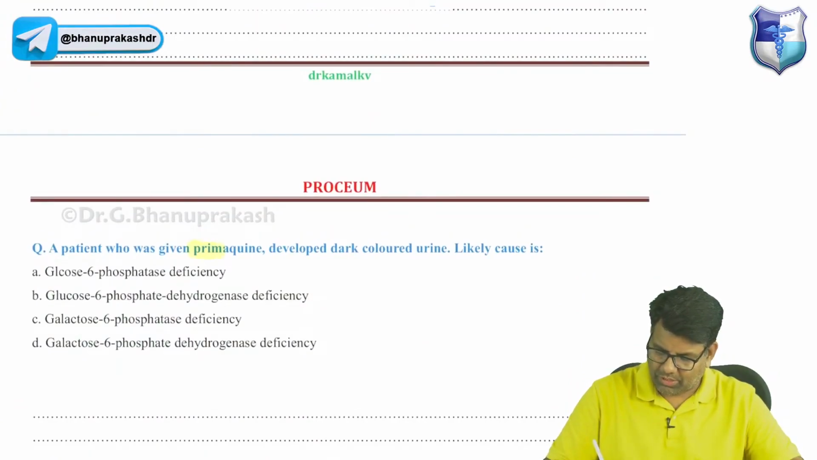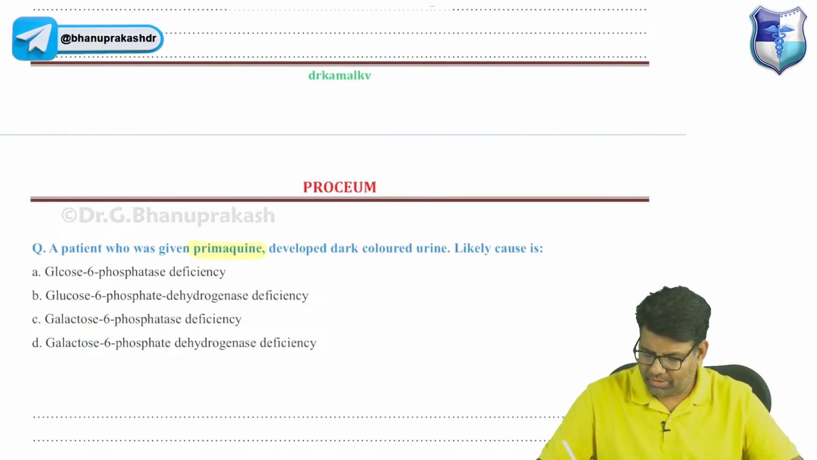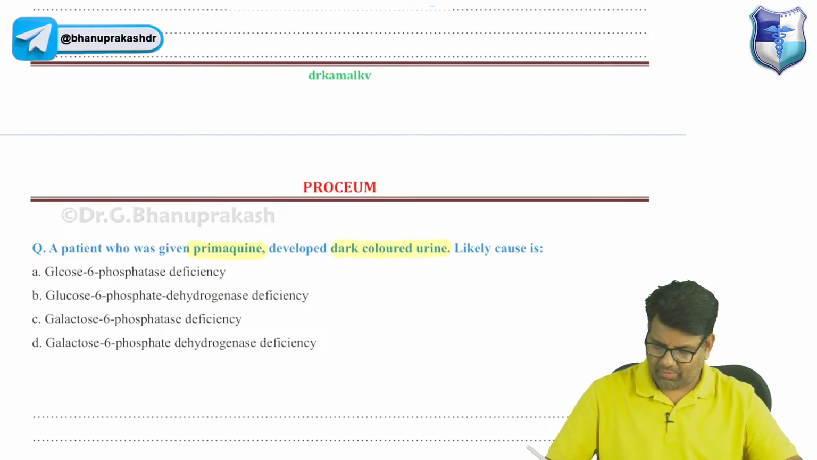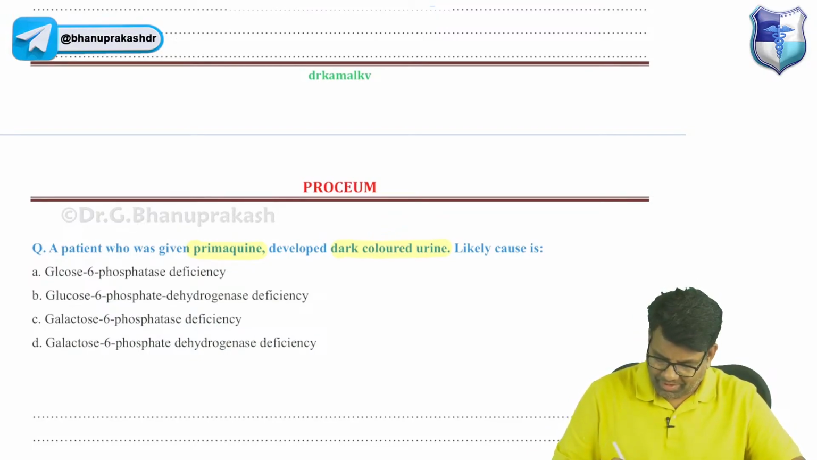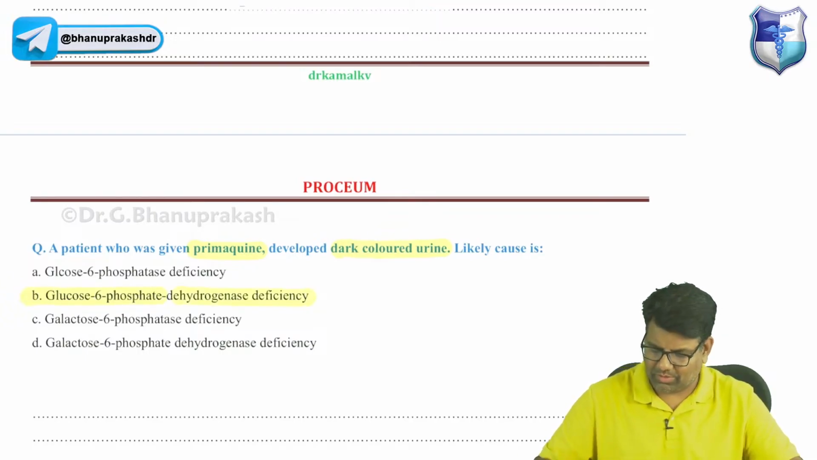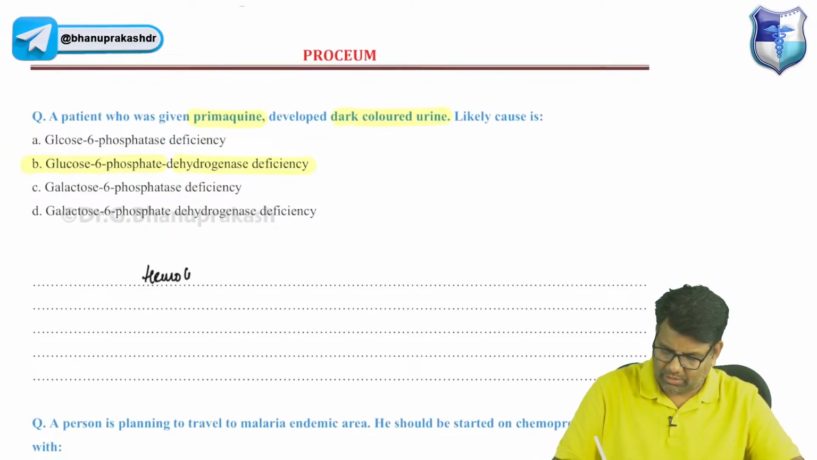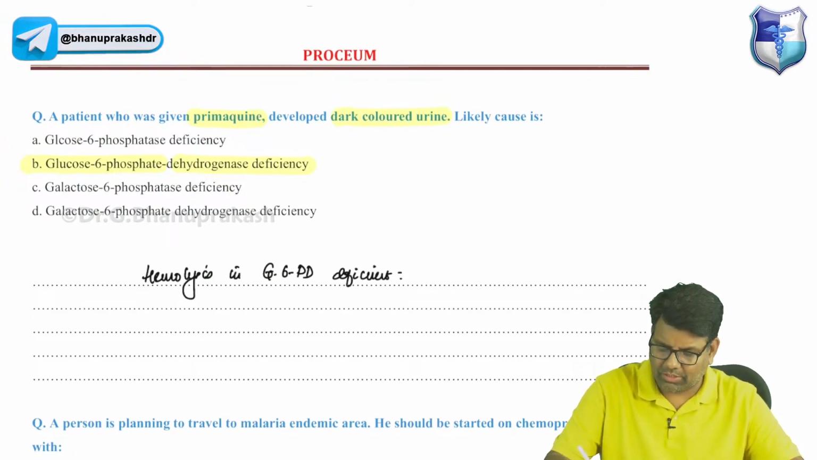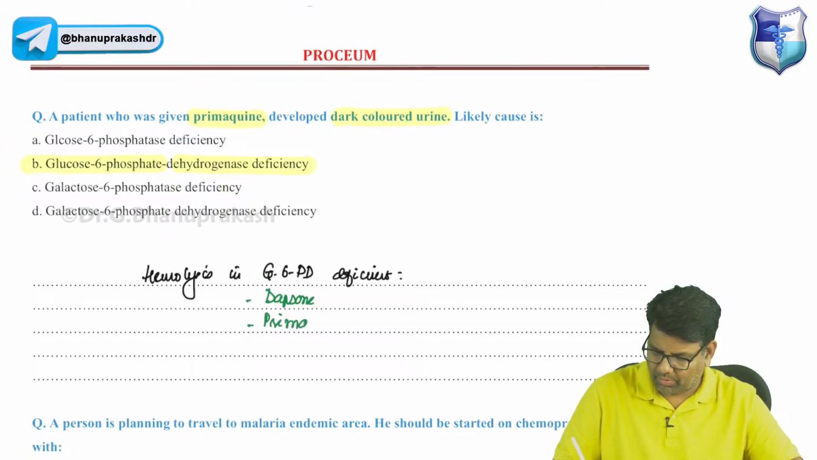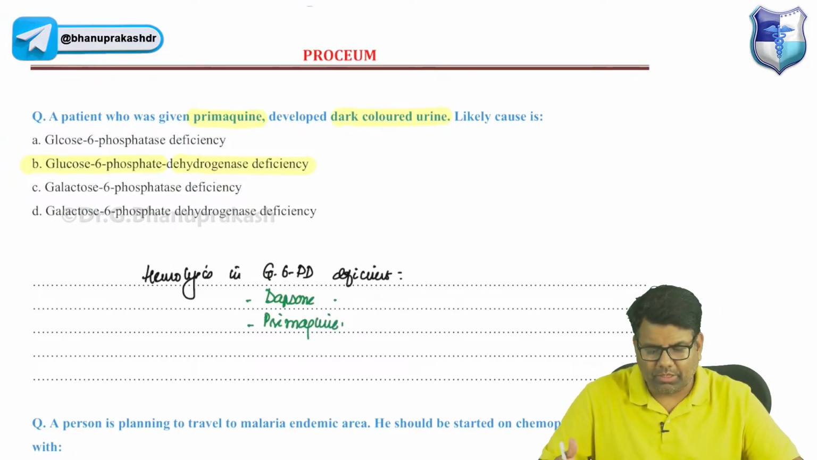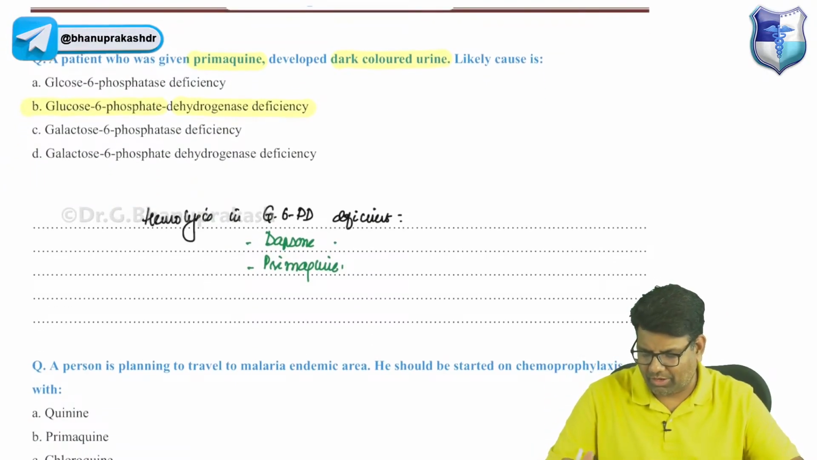Next question. A patient was given primaquine, but he developed dark colored urine. What could be the reason behind this? Yes, this is glucose 6-phosphate dehydrogenase deficiency, and we know that there is one concept of hemolysis in G6PD deficient persons. There are certain drugs like dapsone, primaquine. Yes, flavin, yes, the list is very long.